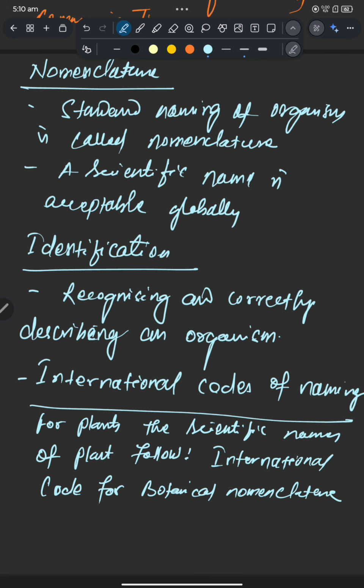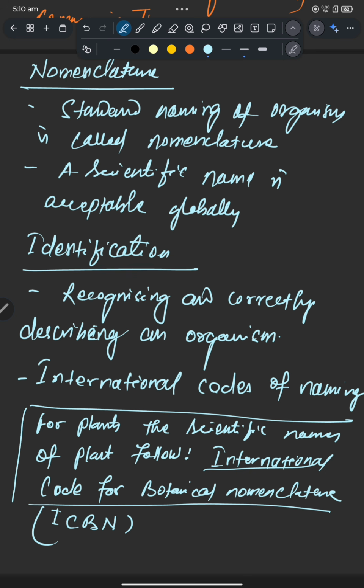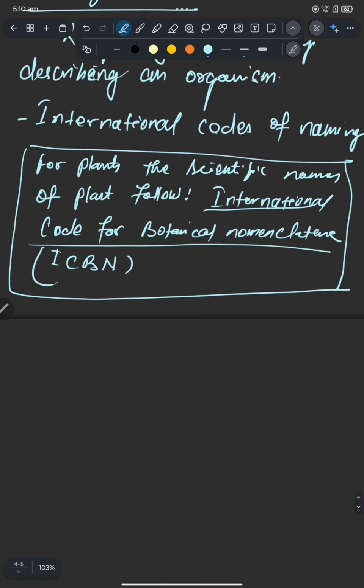Very, very important, children. The short form is ICBN. So, for naming plants, there is an International Code for Botanical Nomenclature, and we have to follow the name given by ICBN.